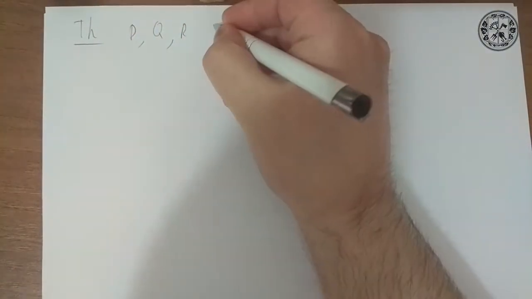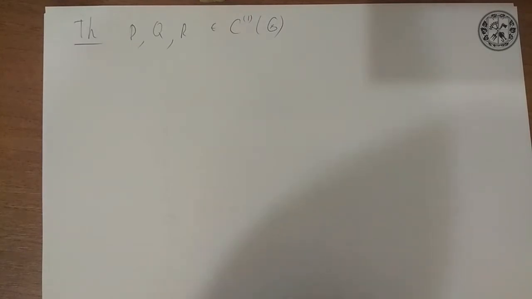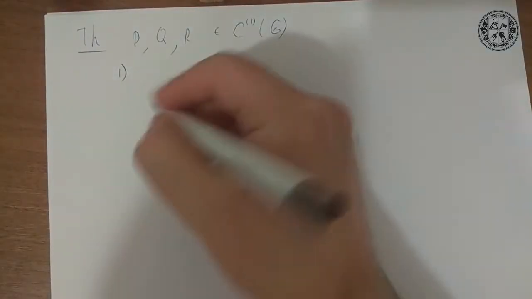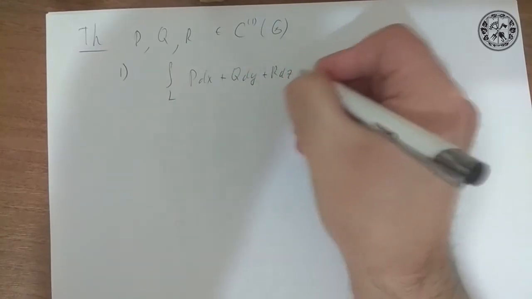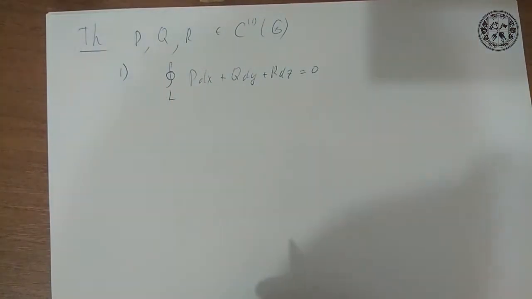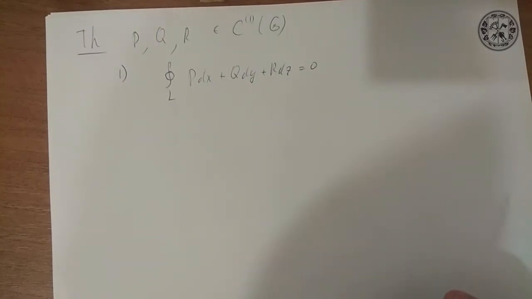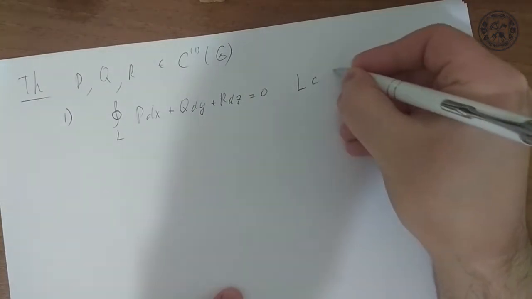One more theorem that reveals more of the wonderful properties of line integral of second kind. If we have functions p, q, r that are continuously differentiable in some region G, then we have four equal statements. First is that integral by L p dx plus q dy plus r dz equals 0 if it is an integral by closed border, and this closed curve lies inside region G.